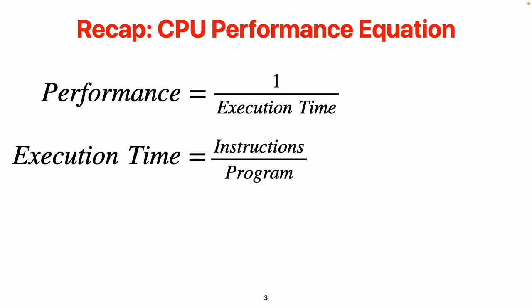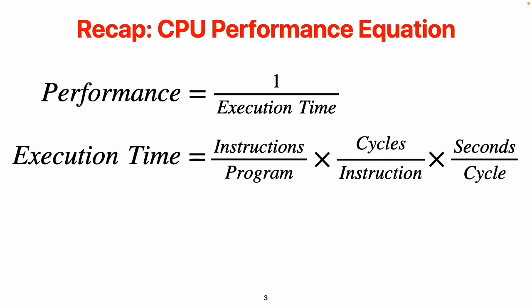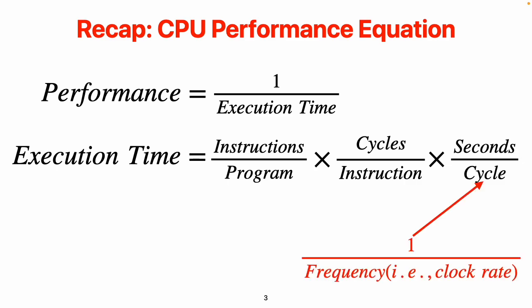And the execution time is defined by three different components: how many dynamic instructions your program would consume, then how many cycles per instruction it would take, and finally, how many seconds per cycle. So these three components define your performance. And typically, we don't sell a processor by telling you how many seconds per cycle. We only tell you the frequency of the processor most of the time.